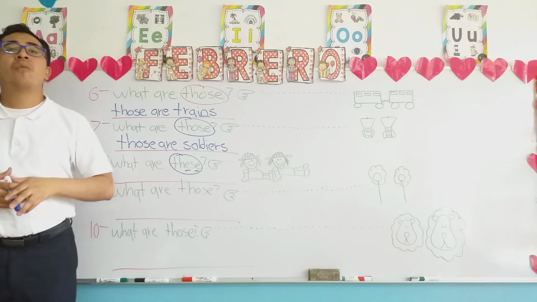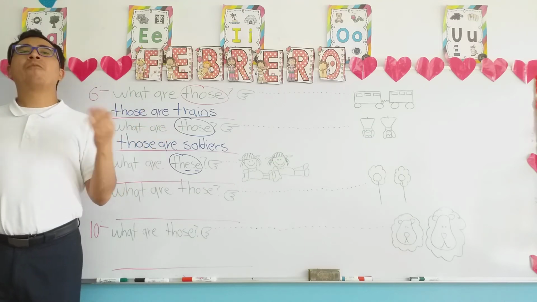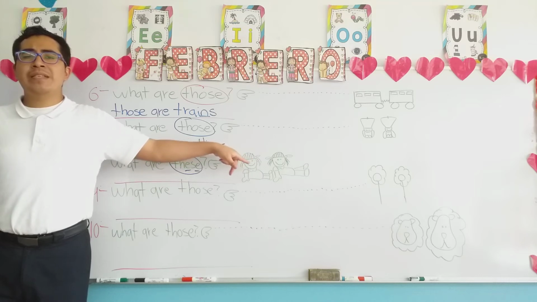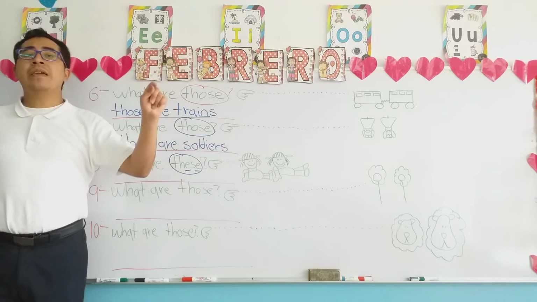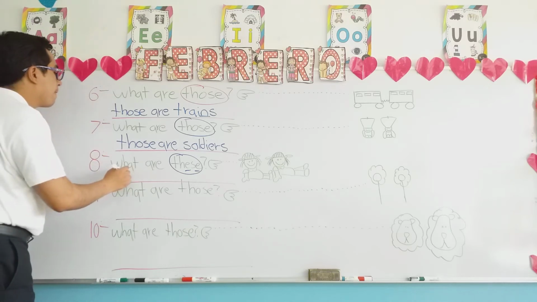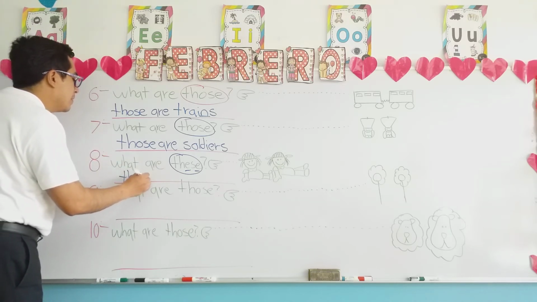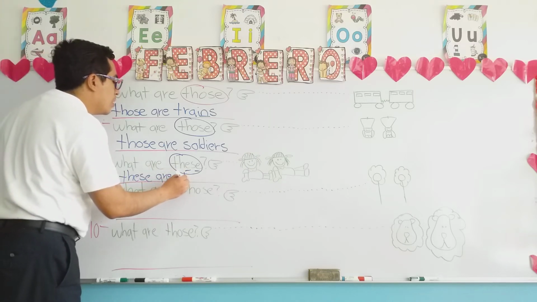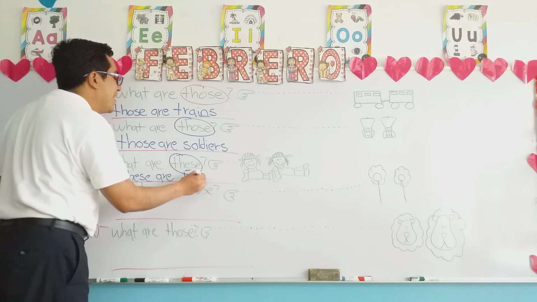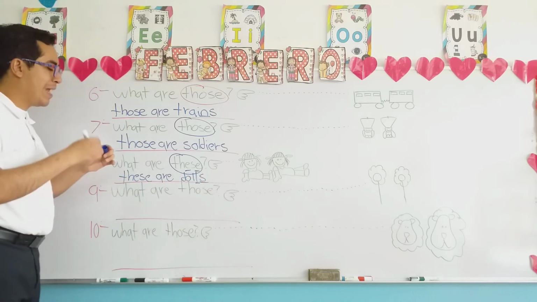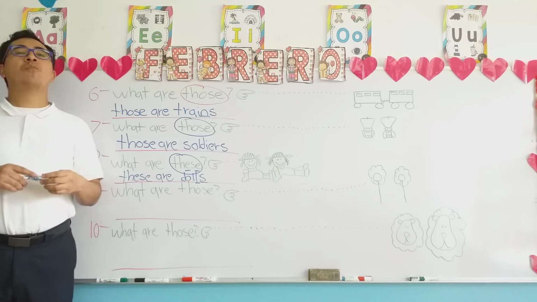Okay? So, what are these? ¿Qué son estos? These are dolls. These are, estas son, these are dolls with S at the end because it finishes with L. Estas son muñecas.